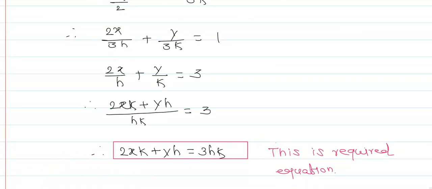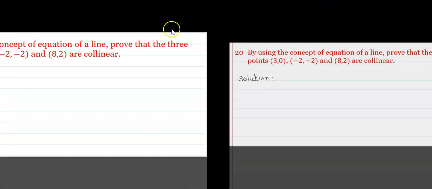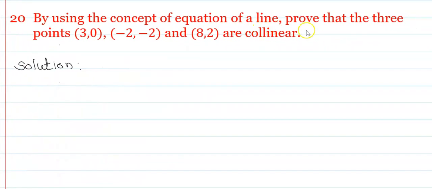Now the next problem. By using the concept of equation of a line, prove that the 3 points (3, 0), (-2, -2), and (8, 2) are collinear. In this case, we will first find the equation of the line passing through the points (3, 0) and (-2, -2), and then substitute x is equal to 8 and y is equal to 2 in that equation. If it is satisfied, then all the 3 points are collinear.